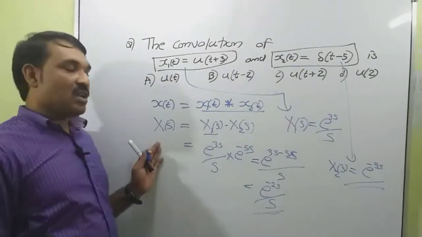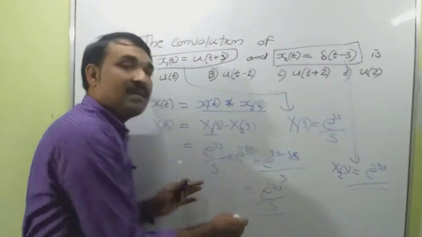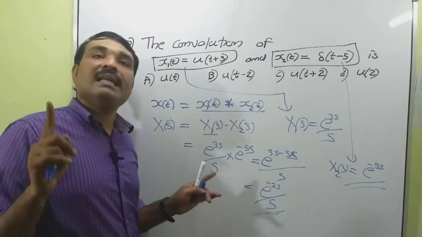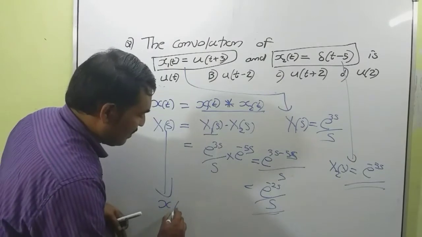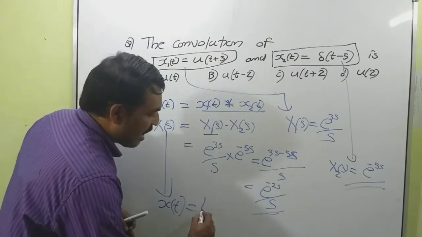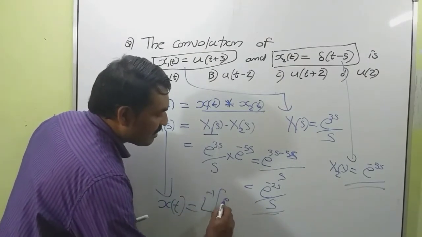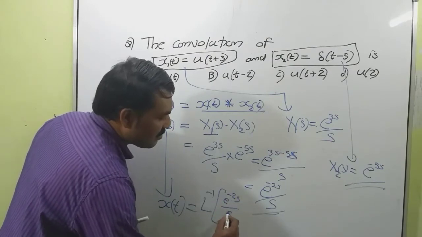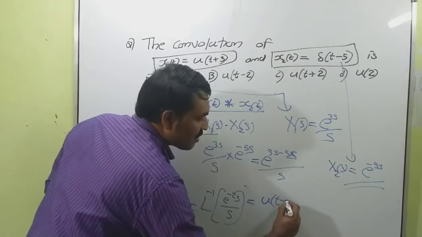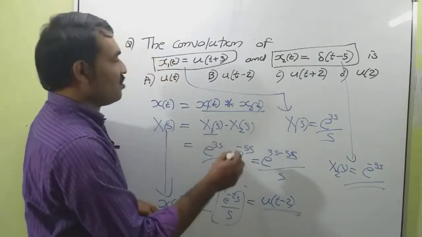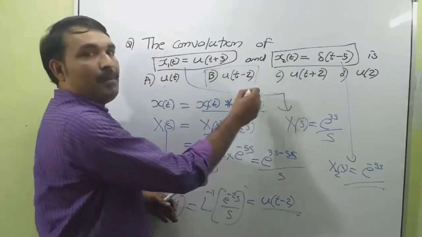So find the inverse Laplace transform of e raised to minus 2s by s. That is a unit step signal delayed by 2 units. So x of t is equal to L inverse of e raised to minus 2s by s. That is equal to u of t minus 2. So the correct option is B.